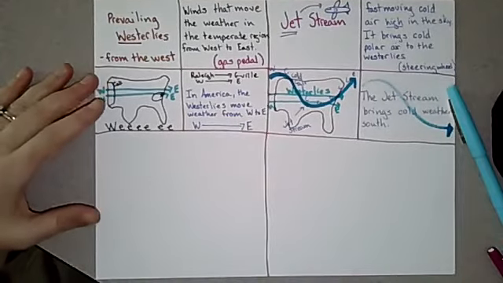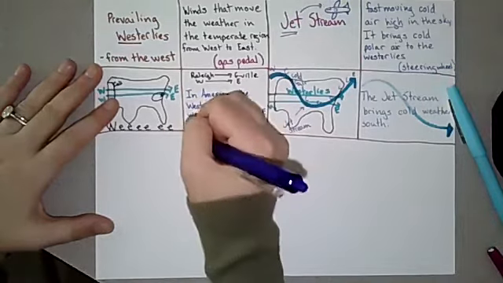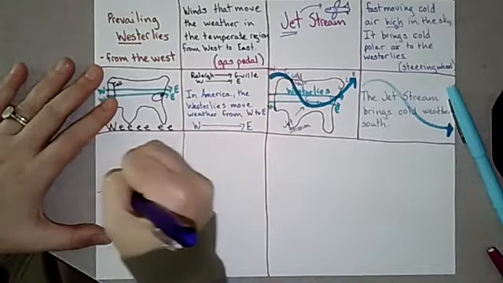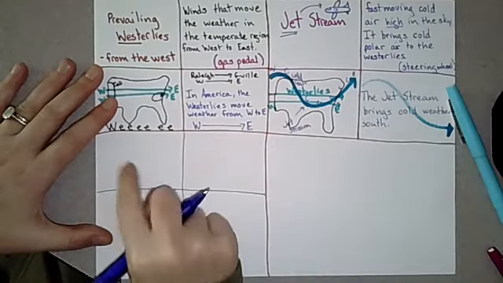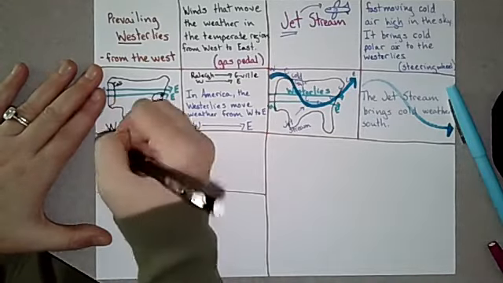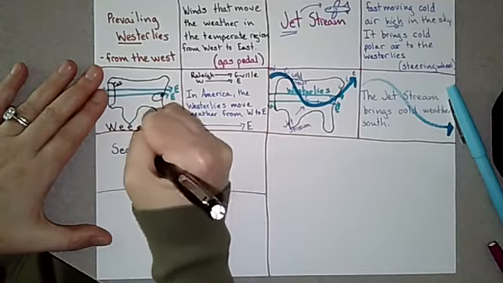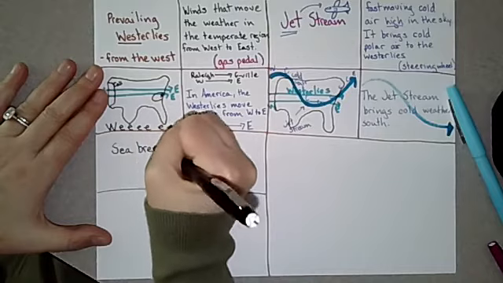wind is a sea breeze. So I'm going to draw this, and then I'm going to label this section right here sea breeze. Okay, a sea breeze blows from the sea.